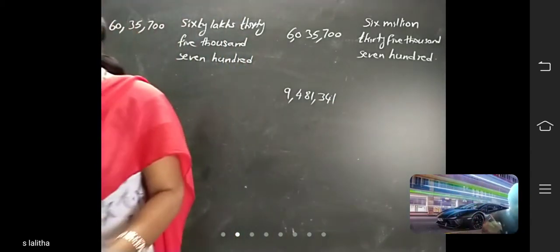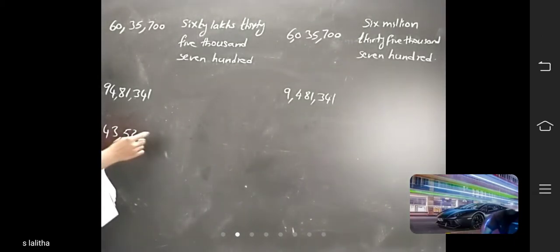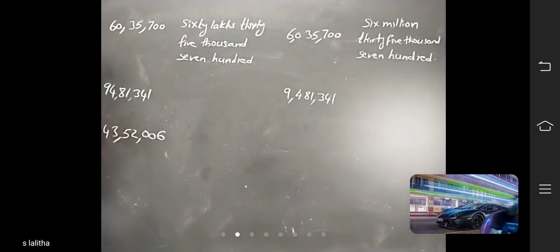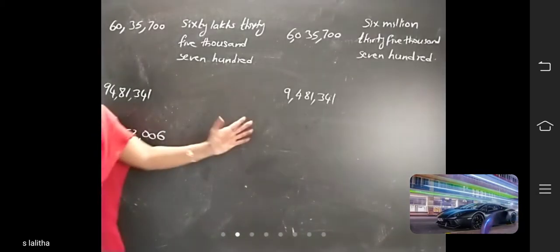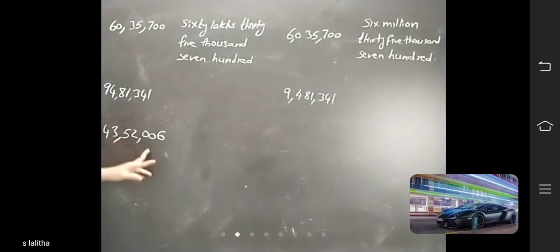Okay, you can do this as homework. Can you do the next one also? In the next one, what is given? The Indian system is given. There is no international system, but you should write it in the international system. Write the same number here.